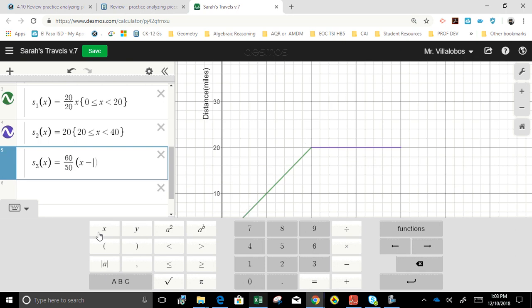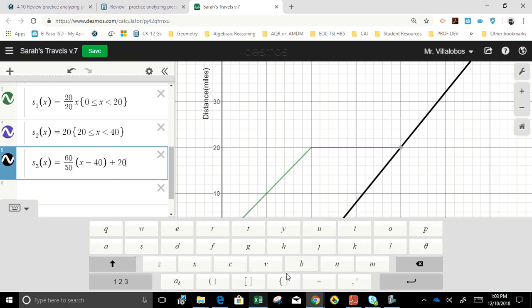X minus, at what minute did I start this? What was the last minute I was talking about? 40. So that's 40. Plus, at what mile was she at? 20. She hasn't moved. So I have to make it go to that point, 40, 20, and I did. But for how long is she doing this?